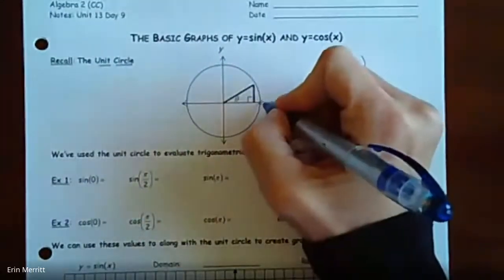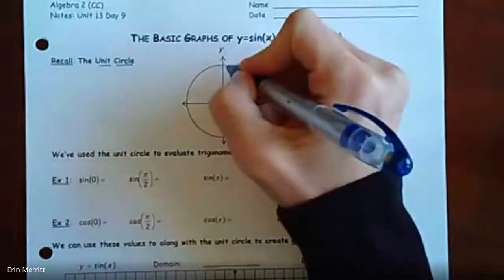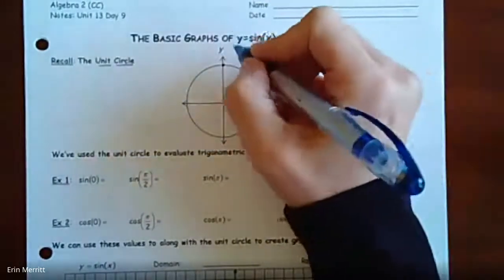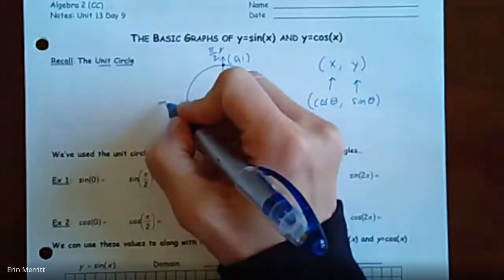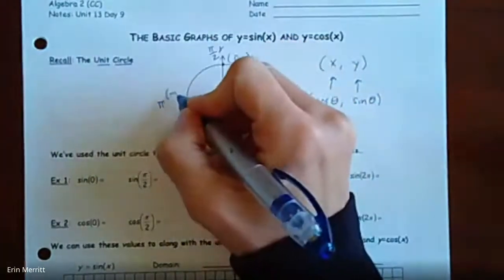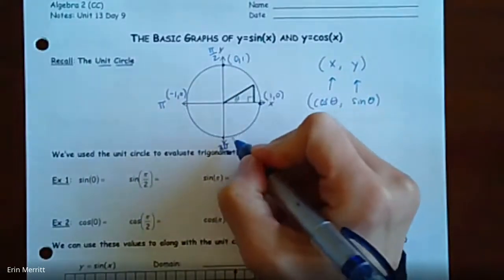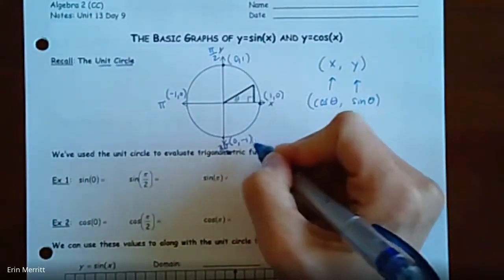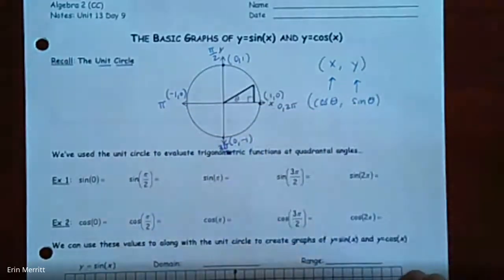So I'm just going to label the quadrantal angle values here. At 0, that's the point 1, 0. At 90 or at pi over 2, that's the point 0, 1. Over here at 180 or pi radians, that's negative 1, 0. Down here at 3 pi over 2 or 270, that would be 0, negative 1. And then, of course, we come all the way back to 0 or 2 pi right here at 1, 0 again.